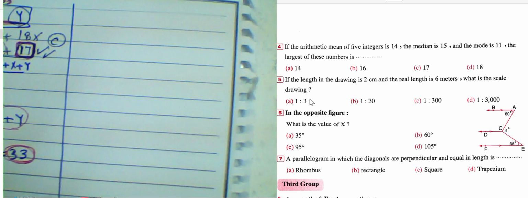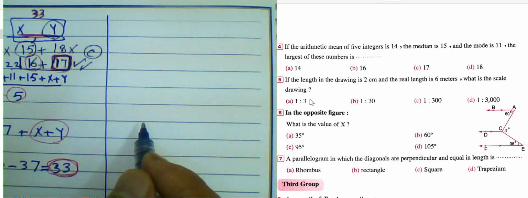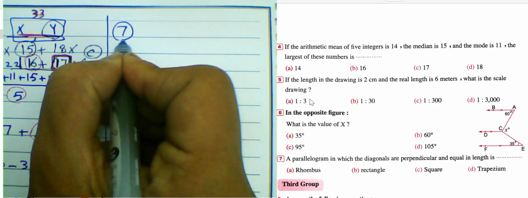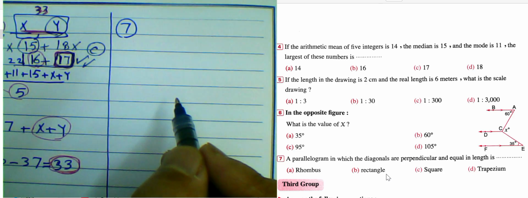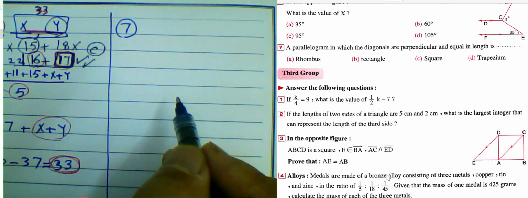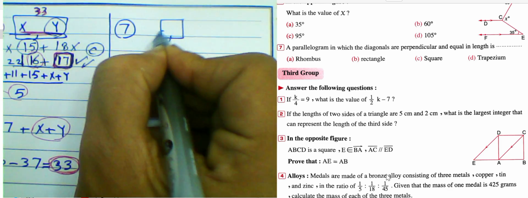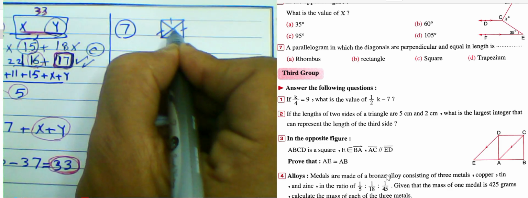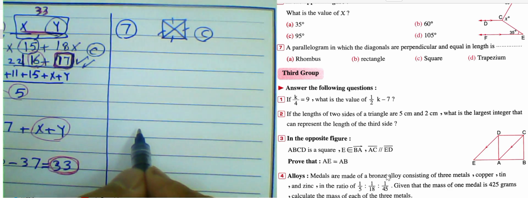Now we will complete the result about what? Question number 7. A parallelogram in which the diagonals are perpendicular and equal in length will be a square. Square, all sides are equal in length and the two diagonals are perpendicular and equal in length. Choose letter C about question 7.